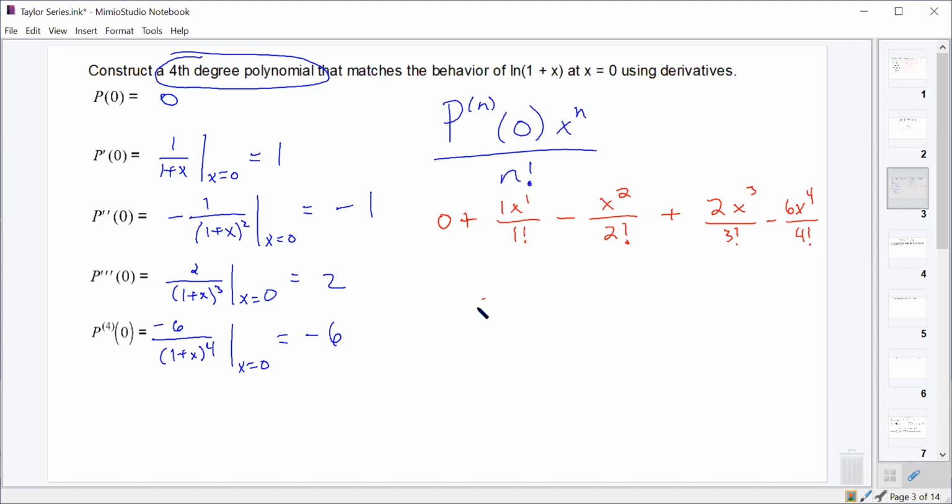And if we wanted to, we could simplify this down just a bit, right? What would it look like? It would look like x minus x squared over 2, and then plus x cubed over 3, and then minus x to the fourth over 4. And that would be our polynomial, right? Do you guys agree with that?